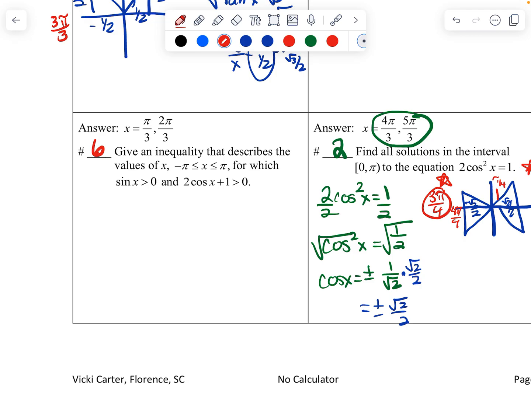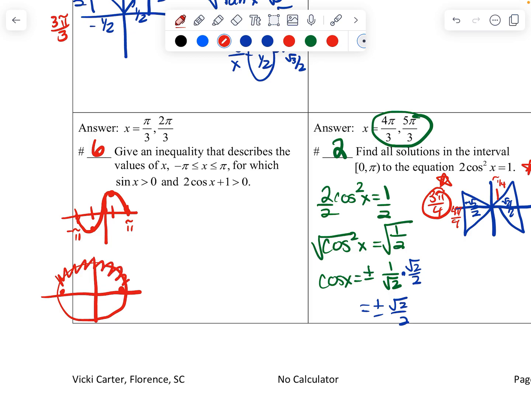Given an inequality that describes the values of x from negative pi to pi for which they are both greater than 0. Okay, well, we could do this a couple ways. We could graph it, and we just need to graph from 0 to pi. So sine starts here. Or if we were to look at our unit circle, sine is 0 in here. So where is our y value positive is right here.